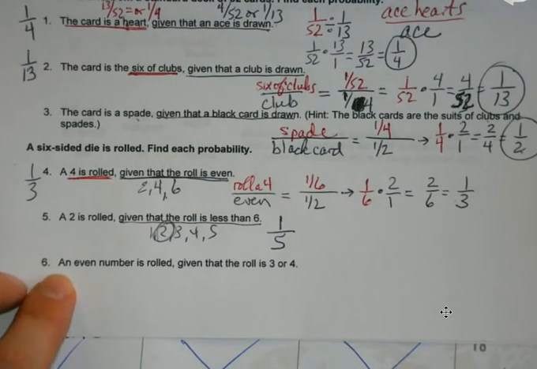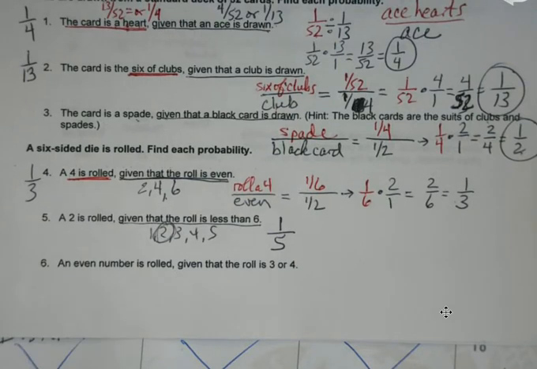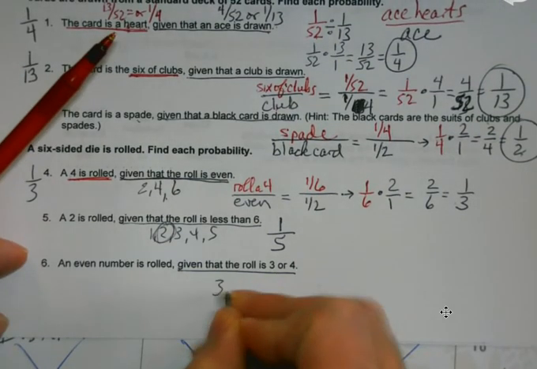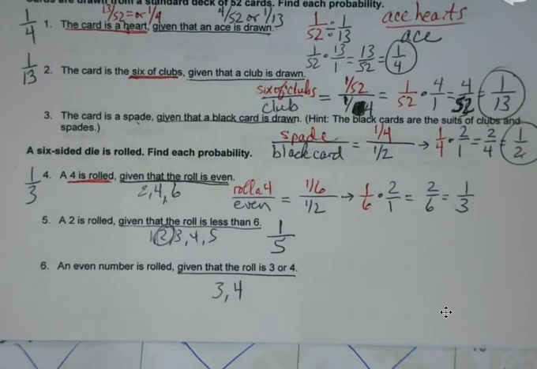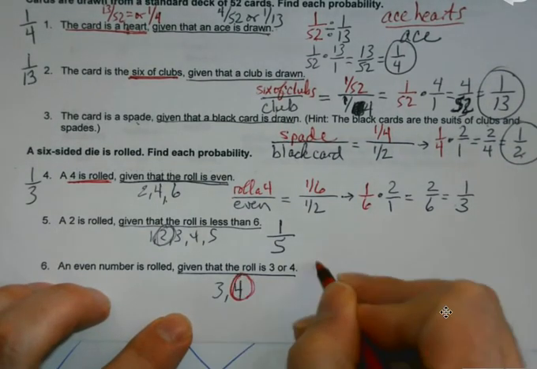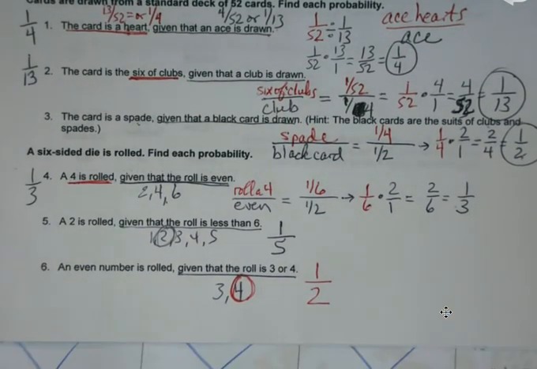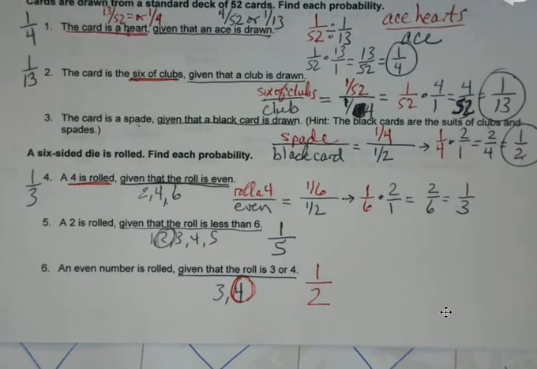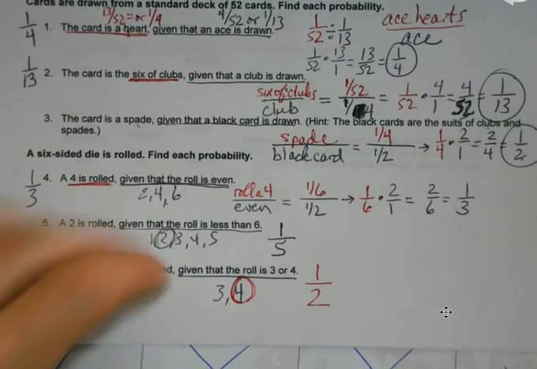And then write 6, an even number is rolled given that the roll is 3 or 4. Well, how many of those numbers are even? 1 out of 2. So this is one of those situations I don't want you memorizing some formula just because you have to memorize it. I want you having it as a backup plan in case your common sense kind of disappears on you for a minute. We never want that to happen, but just in case.